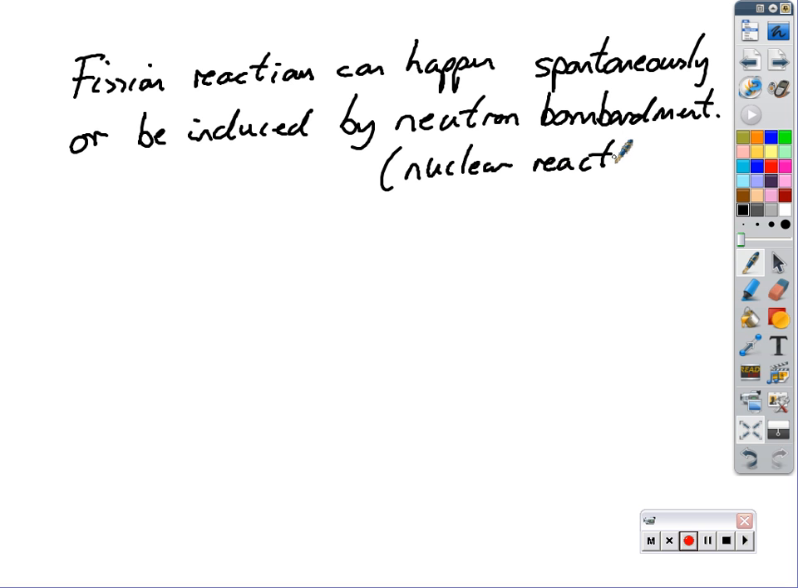Does neutron have an E? Yeah. Why does nuclear not have an E? Because English is stupid. So that's what happens in a nuclear reactor. Neutron bombardment happens inside a nuclear reactor.